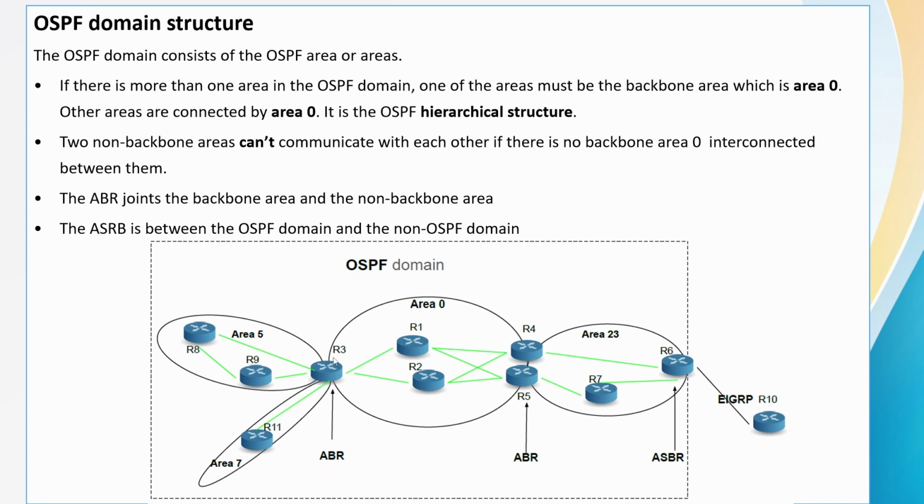The ABR here joins the backbone area and non-backbone areas. The ASBR here joins the non-OSPF domain and the OSPF domain. This is the OSPF hierarchical structure.